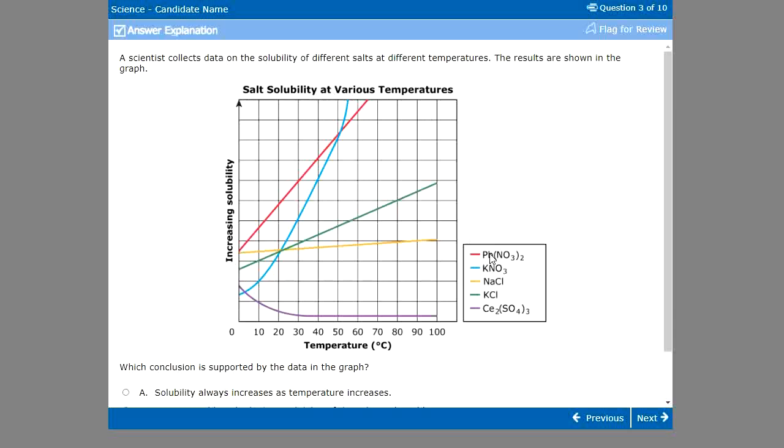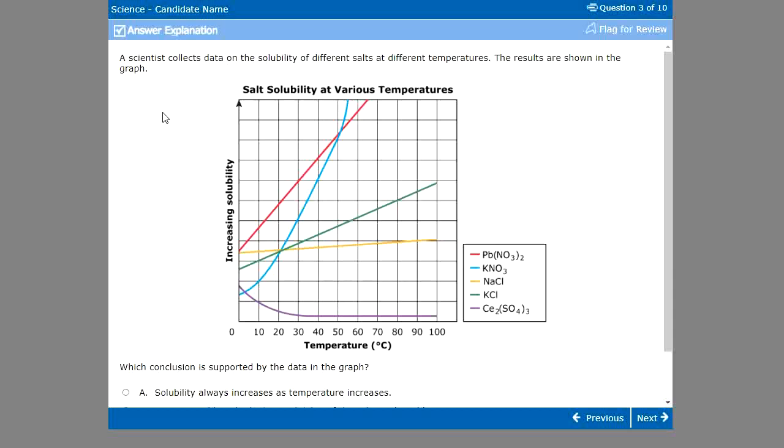And we have different types of salts, as we can see in the key and the legend here. We have 5 different salts, which are represented by the different colored lines. And then we have temperature, and we can read from the graph how the salt solubility varies with temperature of the different salts. So let's quickly define the term solubility.